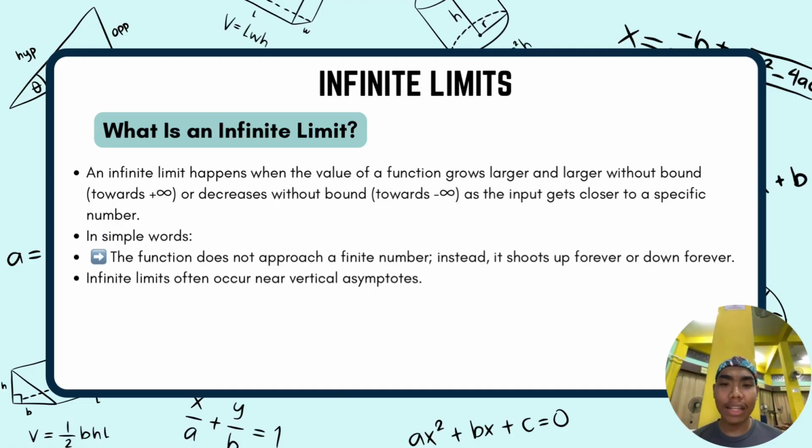What is an infinite limit? An infinite limit happens when the value of a function grows larger and larger without bounds towards positive infinity or decreases without bounds towards negative infinity as the input gets closer to a specific number. In simple words, the function does not approach a finite number. Instead, it shoots up forever or down forever. Infinite limits often occur near vertical asymptotes.